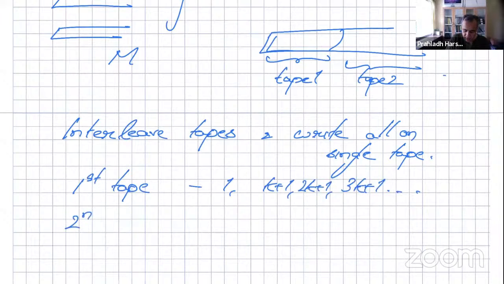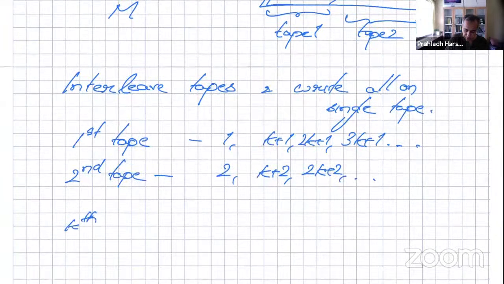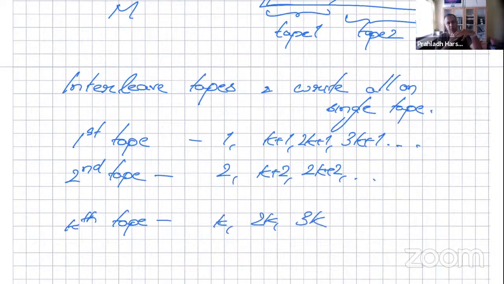The second tape is written on locations 2, k plus 2, 2k plus 2, and so on. And in general, the kth tape is written at locations k, 2k, 3k, and so on. So the tapes are interleaved. The first symbol is the first tape symbol, the second symbol is the second tape symbol, and so on up to the kth symbol, and then you come back to the first tape symbol. So how does this Turing machine work?